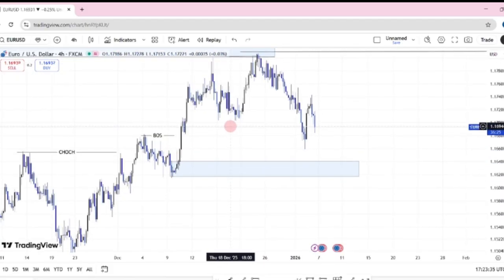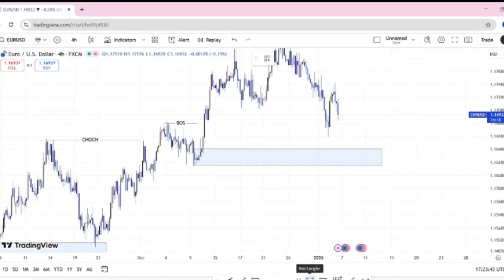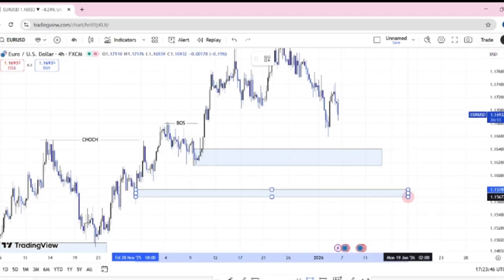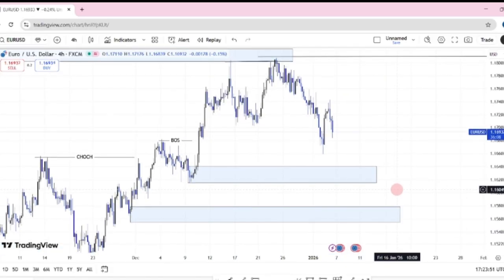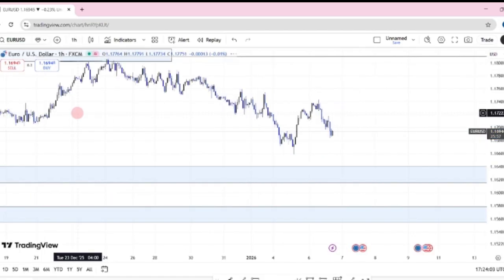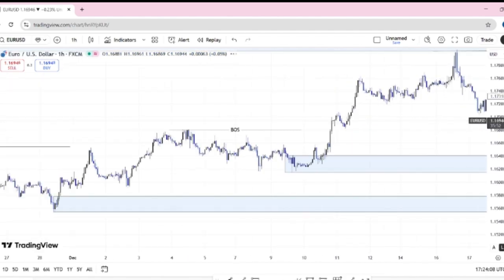So from the 4 hours, this is what we have at this level, and I think I'm seeing something below. Again, we have this other block here. So this one, I want you to say it in the comment section. Which of these zones do you think price will respect? Let's go down to the 1 hour to see if there is anything we need to refine.